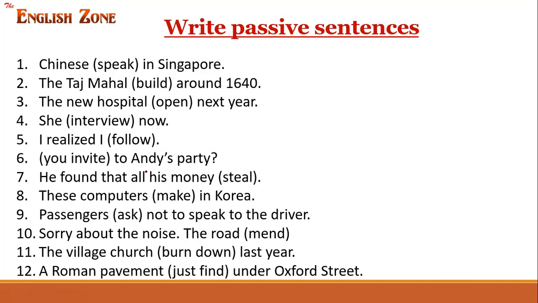Here, you have to write down the passive tenses. Make sure we notice this as well. For example, around 1640 means the answer would be in the past: The Taj Mahal was built around 1640. So we have to notice this as well. I'll give you 5 minutes to solve these sentences. Your time starts now.